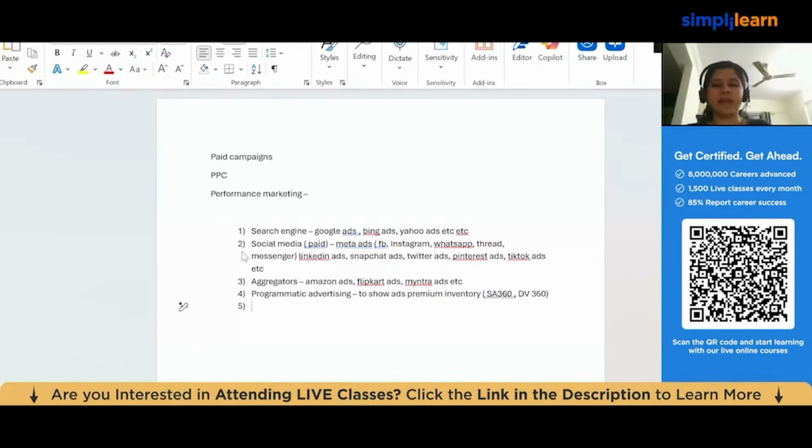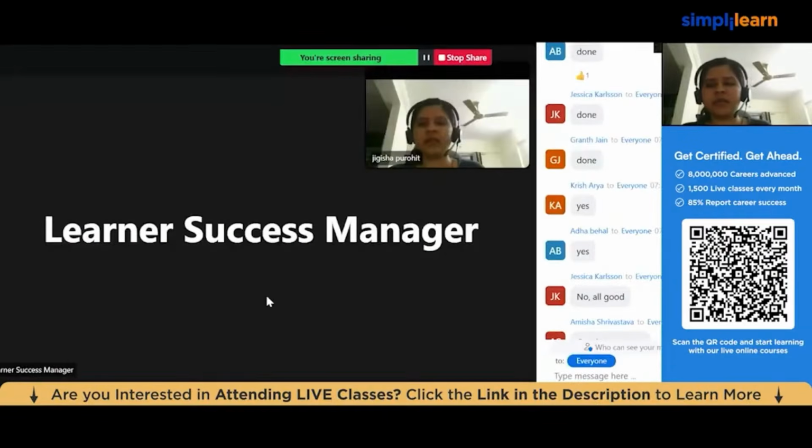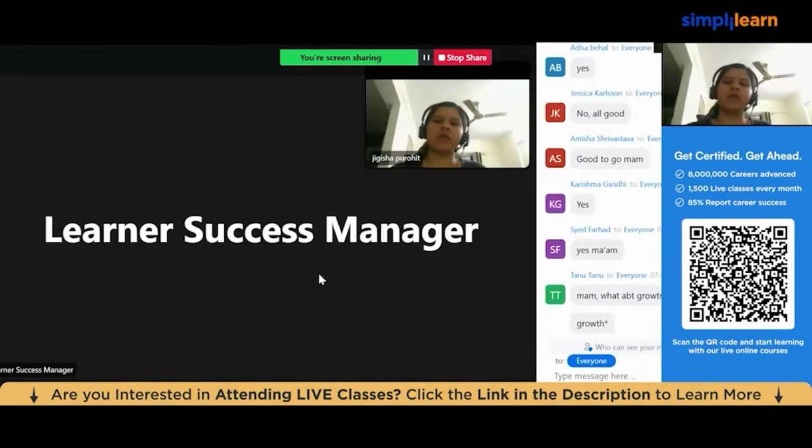And again, it keeps on coming, guys. Nowadays affiliate marketing is also part of performance marketing. So this would keep on extending. You can show ads on all the UPI apps like GPay, Paytm, etc. Even they are part of performance marketing. So performance marketing is a very big domain. Trust me, I've been working in this industry for such a long time, even I couldn't cover it all.